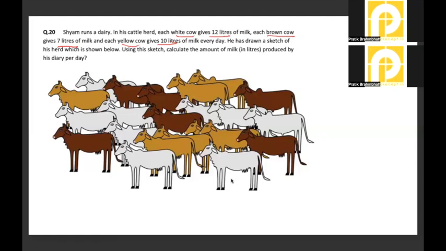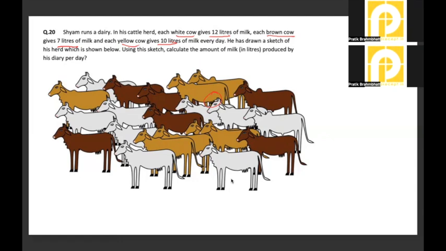We have to find the amount of milk produced per day. Now, what we have to first bifurcate: there are two kinds of animals shown here. One is a cow, which has this kind of a system. We are more interested in that cow itself. We are not interested in counting other animals.